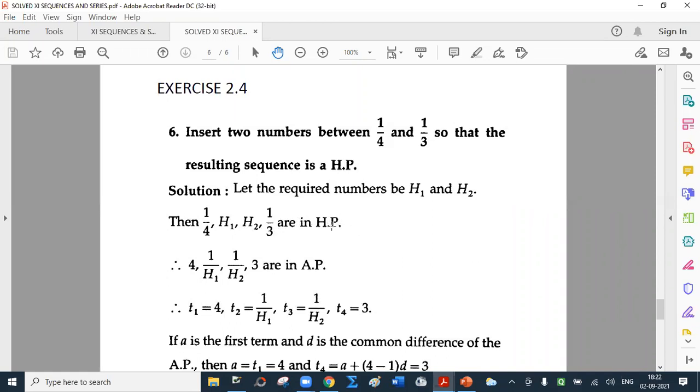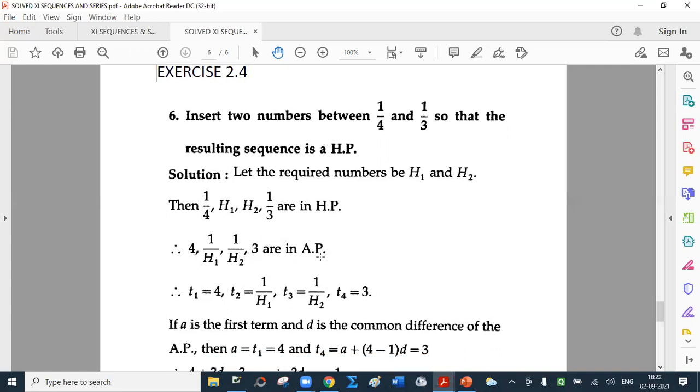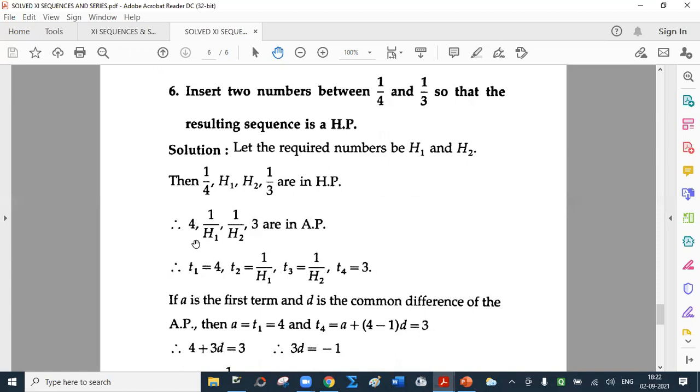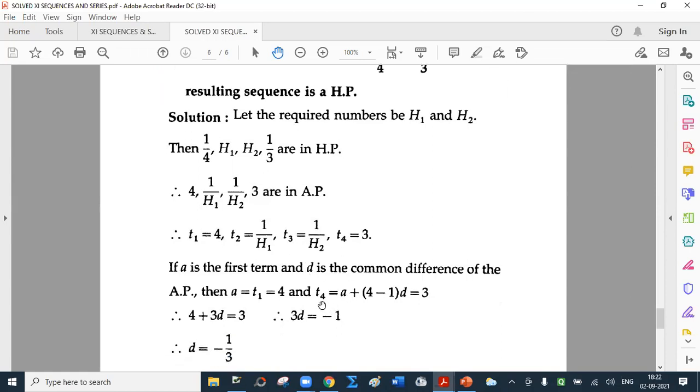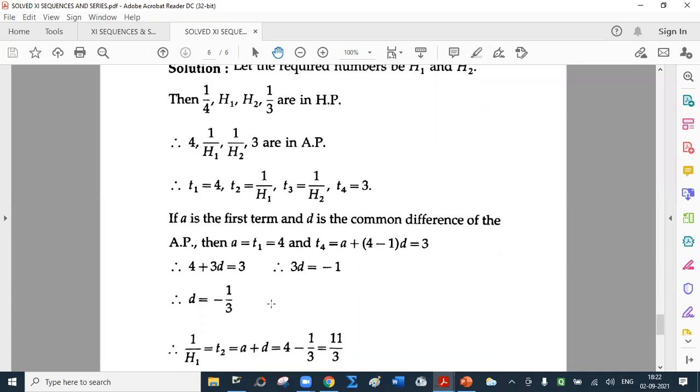Now, as per the definition of HP, the reciprocals of these numbers will be in arithmetic progression. So the first term for the AP is 4. Second term, this is third, this is fourth. Let A be the first term and D be the common difference. So what is the fourth term formula? It is A plus 3D. Now the fourth term is 3, right? So 4 plus 3D equal to 3 because A happens to be 4. That gives me D equal to minus 1/3.